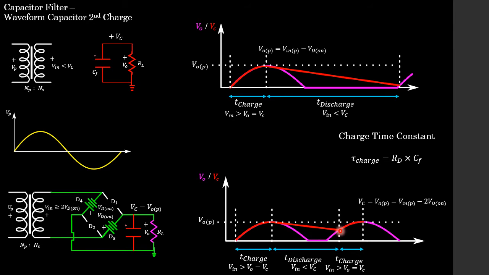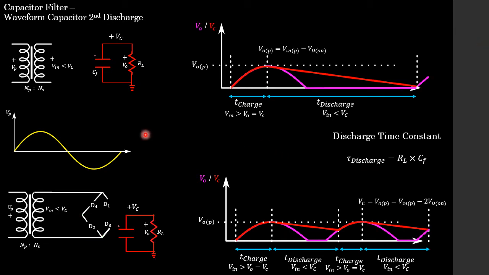And yes, you guessed it, that's because the output voltage is equal to the capacitor voltage during the charge cycle. And we're simply going to charge once again all the way till we hit our output peak. So VC, which is our capacitor voltage, is going to equal our output peak voltage. And we can also check that we have a very short charge time, and the charge time constant, tau charge, is simply our diode resistance multiplied by our filter capacitance.